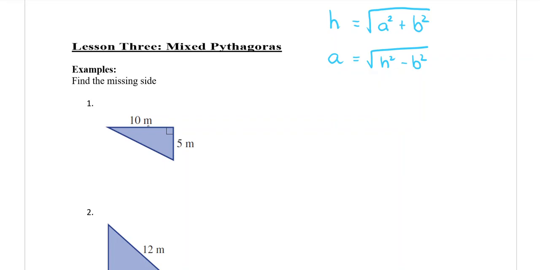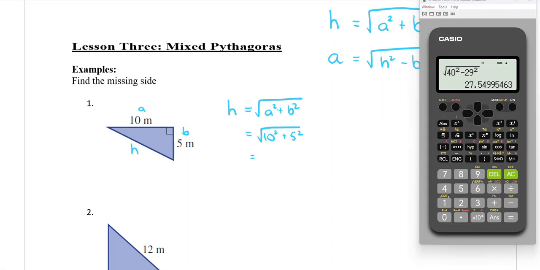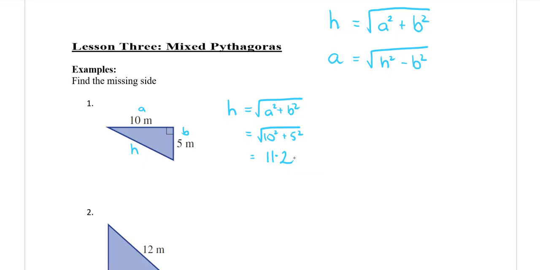Because we have both of the sides next to the right angle, we have the two shorter sides and we are trying to find the hypotenuse. So we're going to use the hypotenuse formula. H equals the square root of a squared plus b squared. Subbing in, the a and the b will be the 10 and the 5. So we have the square root of 10 squared plus 5 squared. Put that into the calculator. We get the square root of 10 squared plus 5 squared, which to one decimal place will be 11.2 meters.